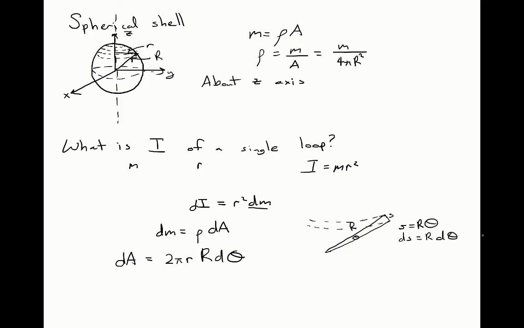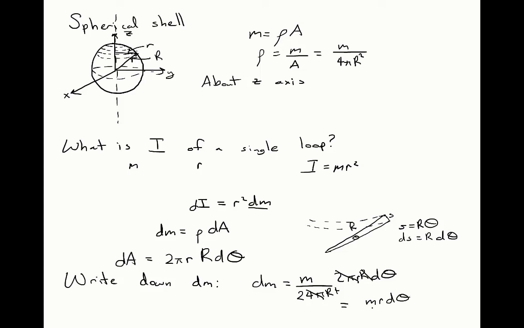Okay, let me know how you feel about doing all these infinitesimal areas. Kind of interesting to think about. So I want you to write down what dm is now, because we know rho, we know dA. Go ahead and figure that out. Okay, so dm, well, this can simplify some. So we end up with m little r d theta over 2 capital R.